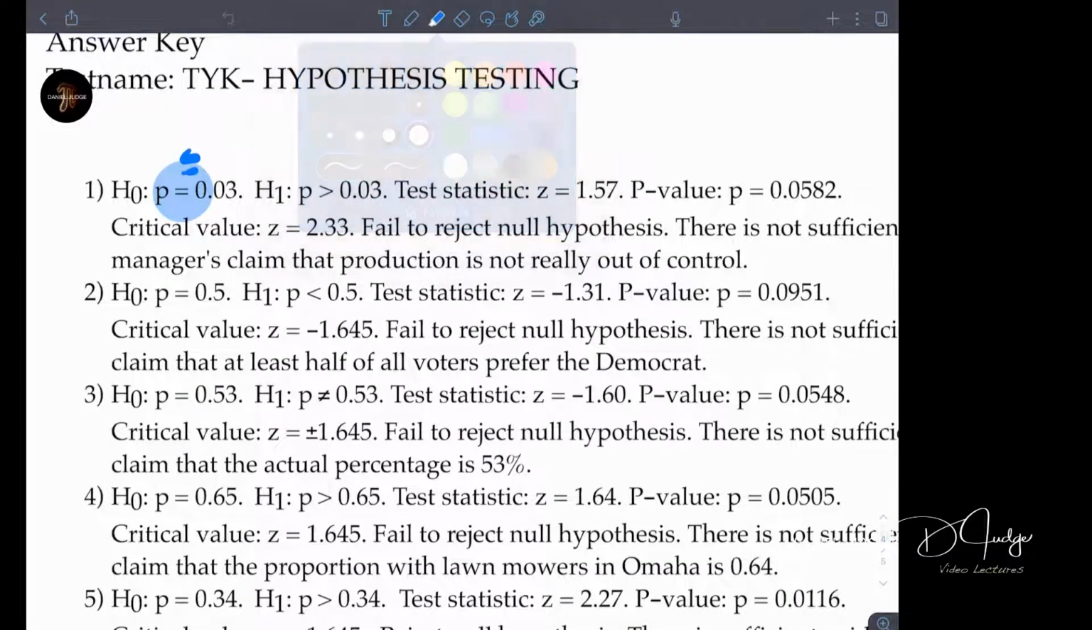There is a slight difference, because remember back in the day they used tables. They didn't use the TI, so the tables were less accurate. So if you got a test statistic here that was 1.56, slightly off, that's fine. Only because they use tables and we're using a more accurate TI, which doesn't use tables.